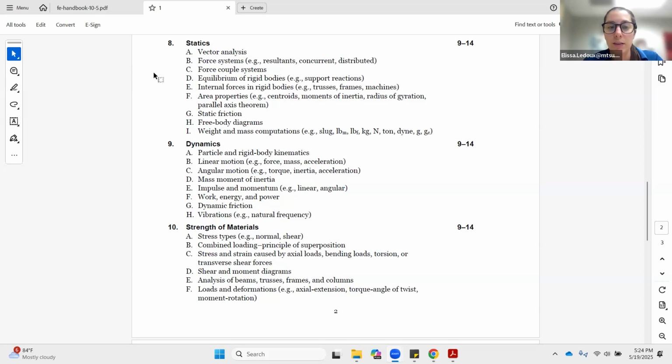Know stuff about static friction, be able to draw a free body diagram, and be able to find centroids and area moment of inertia. Also the trusses. You'll need to know truss problems. So let's take a look at the handbook section.